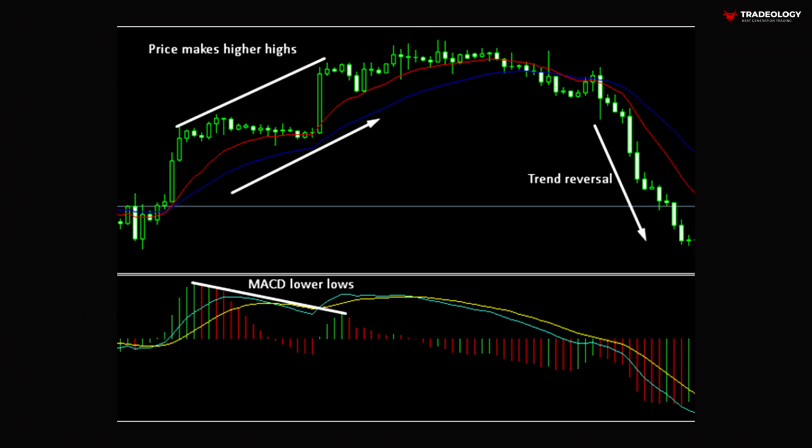So in the image, we can see that price on the left continues to move upwards despite the fact that the MACD histogram fails to make higher highs. This indicates that the price momentum is faltering, but it is still clearly moving up. The anticipated downward move eventually comes.